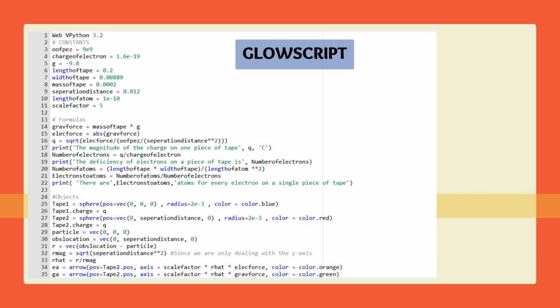So for GlowScript, I just plugged everything in. I had to start off with my constants, which are just the length of the tape, the width of the tape, mass, G, K, all of that. And then from there, I could plug in my formulas.